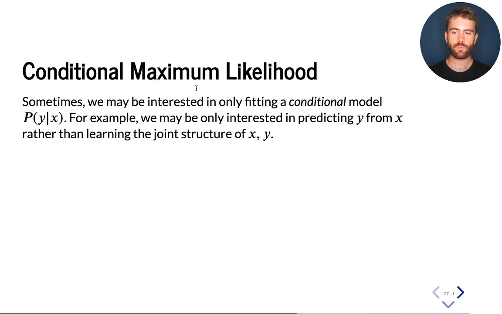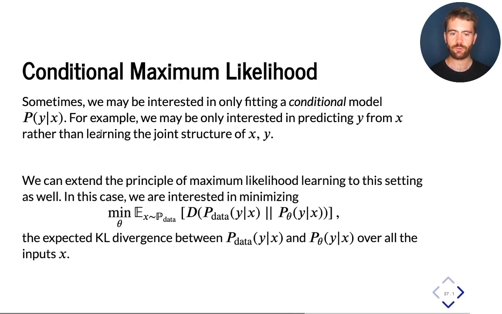And finally, one last comment that I want to make here is sometimes we're interested to not fit a joint model over x and y, but a conditional model of y given x. Of course, we can obtain a conditional model from a joint model, but sometimes we would like to use a conditional model in the first place and not do this transformation. We can also apply the principle of conditional maximum likelihood in this case, and in this case we would be simply optimizing the expected KL divergence between the data distribution and the model distribution, and both of these are conditionals, and we're optimizing their expected value over this data set.